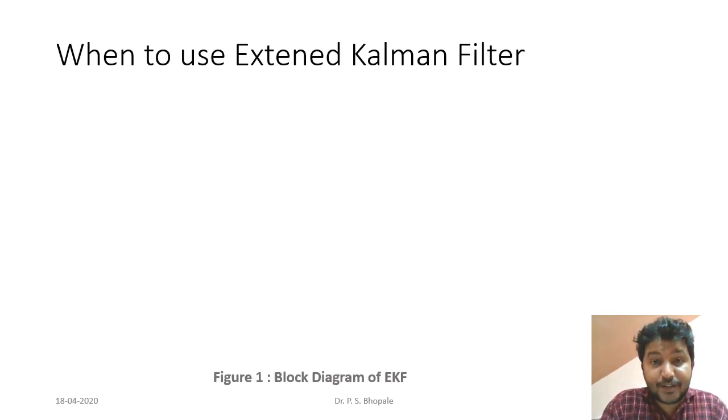So when to use extended Kalman filter? The discrete linear time Kalman filter, which we have seen in our previous videos, is based on two assumptions. First, it assumes that the system plant is linear, that means its behavior is linear. And second, the process is Gaussian. The covariance matrix is Gaussian.